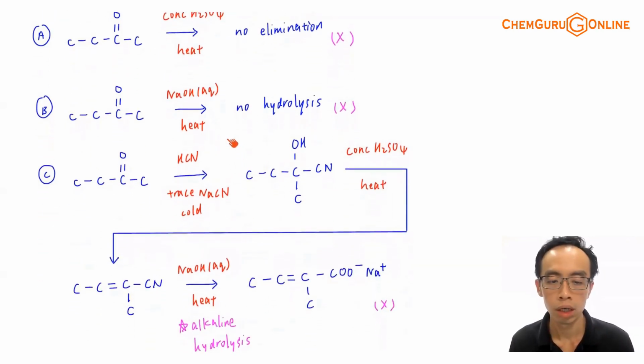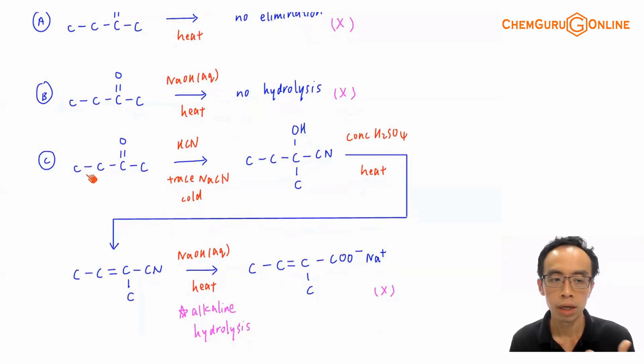How about C? If I consider C, what I have is a ketone, HCN with trace NaCN, cold condition. This is a nucleophilic addition. Correct? I can add nitrile to my carbonyl carbon, carbon position 2, and convert the double bond O to OH. So I have my product here. This is a cyanohydrin basically.